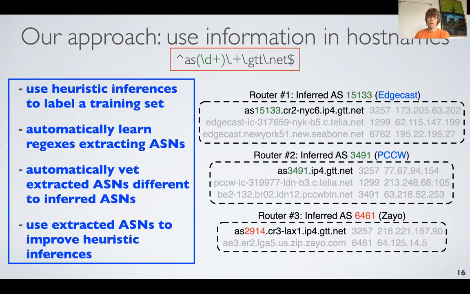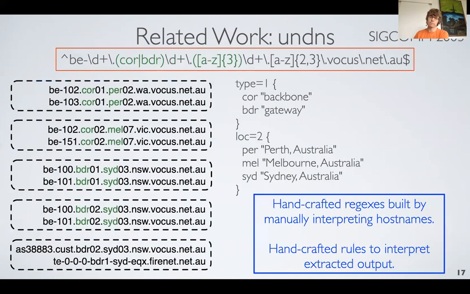We develop methods to automatically vet extracted ASNs that are different to inferred ASNs. What we mean by this is that we distinguish between stale and correct host names. And then as part of a feedback loop, we can use the extracted ASNs to improve the heuristic inferences that bdrmap makes, that heuristic-based methods make.